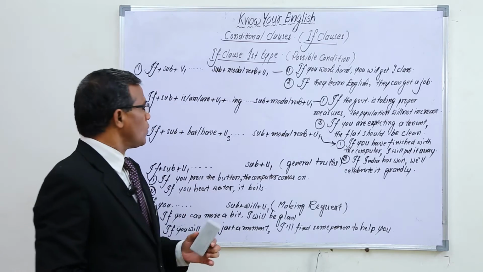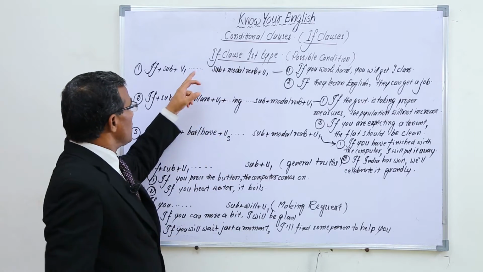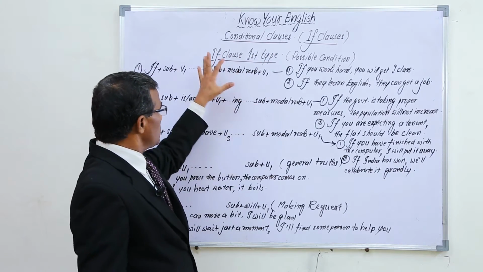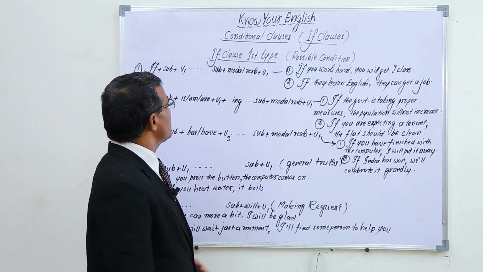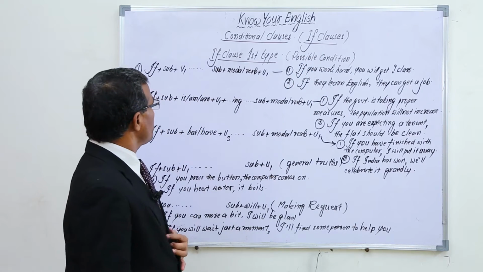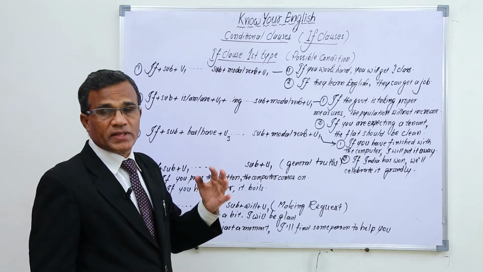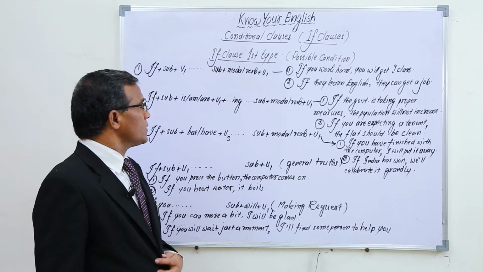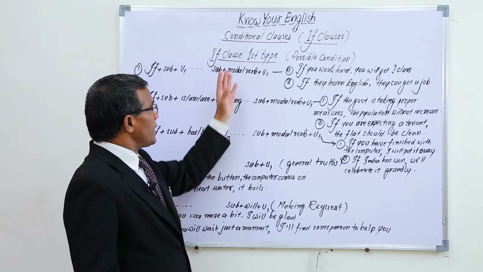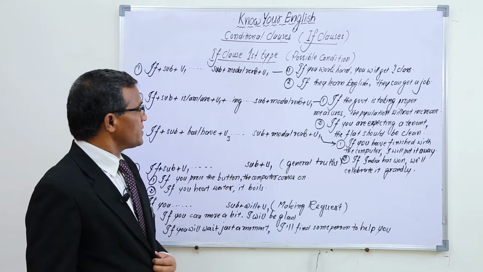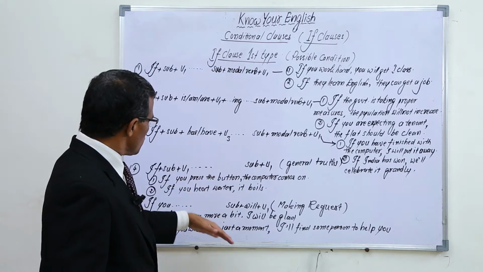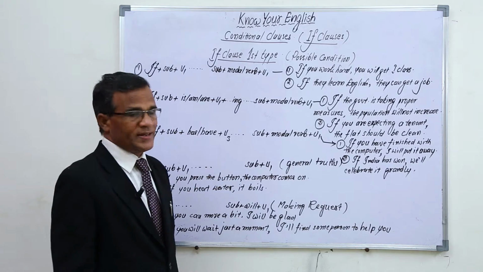Let me explain all these sentences in a clear way. Okay, conditional clauses. These are all called conditional clauses, and we call them if clauses, or even if clauses also. If clause first type, second type, third type are also there. As per this, we are now learning if clause first type. Under conditional clauses we are learning if clause first type, and this is called possible condition. Under possible condition we are learning all these 5 types of sentences.